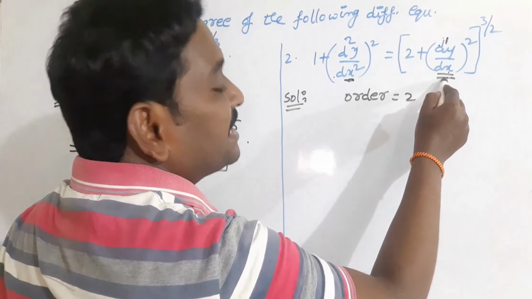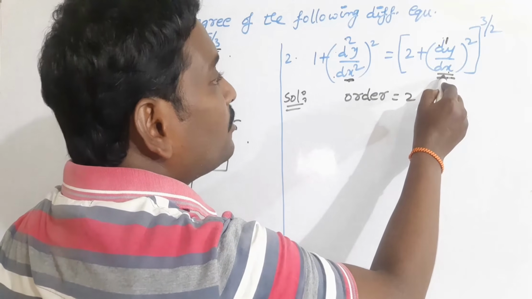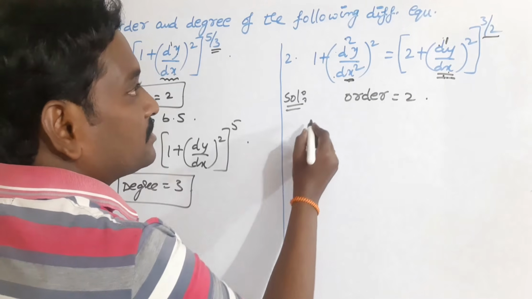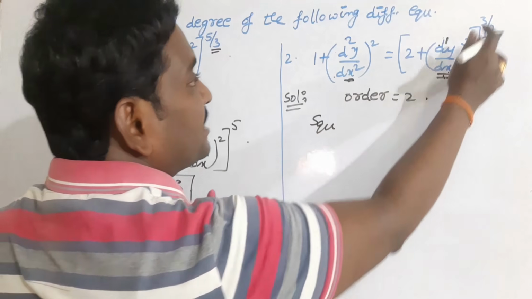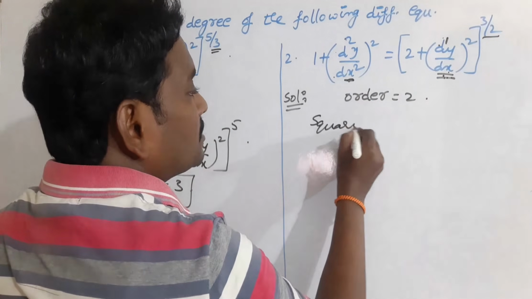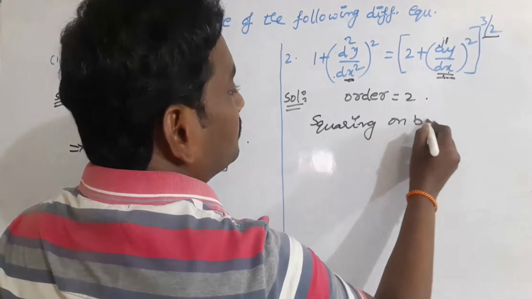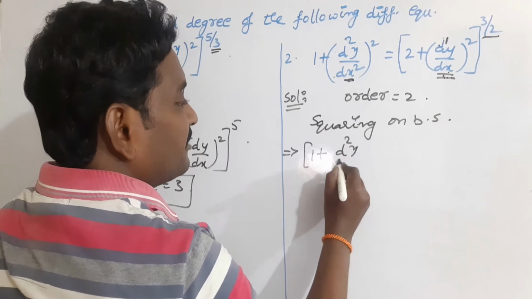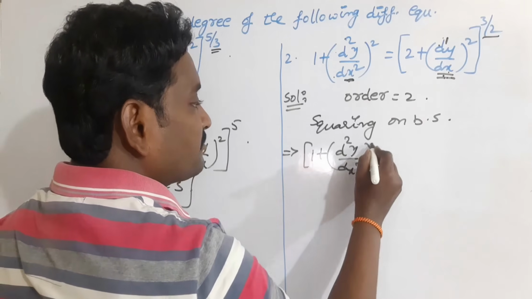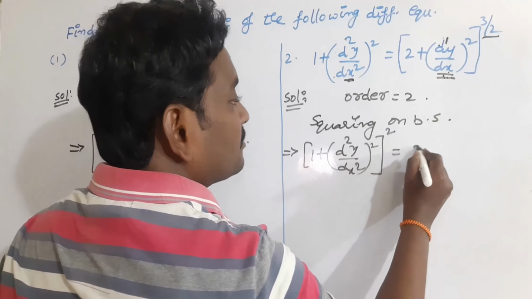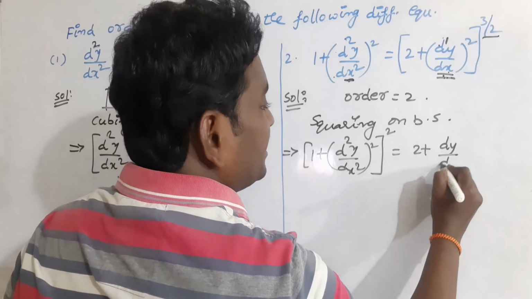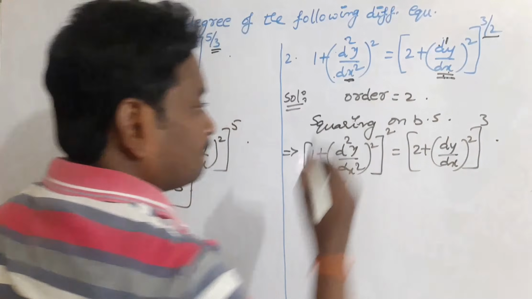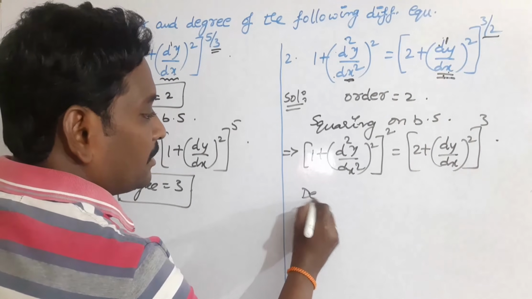Again, here we are observing that in the right hand side, one derivative contains radical powers. That's why we should reduce the given equation. So squaring on both sides, because the right hand side contains whole power 3 by 2. Just squaring on both sides, you will get 1 plus d square y by dx square whole square is equal to 2 plus dy by dx whole square whole power 3.